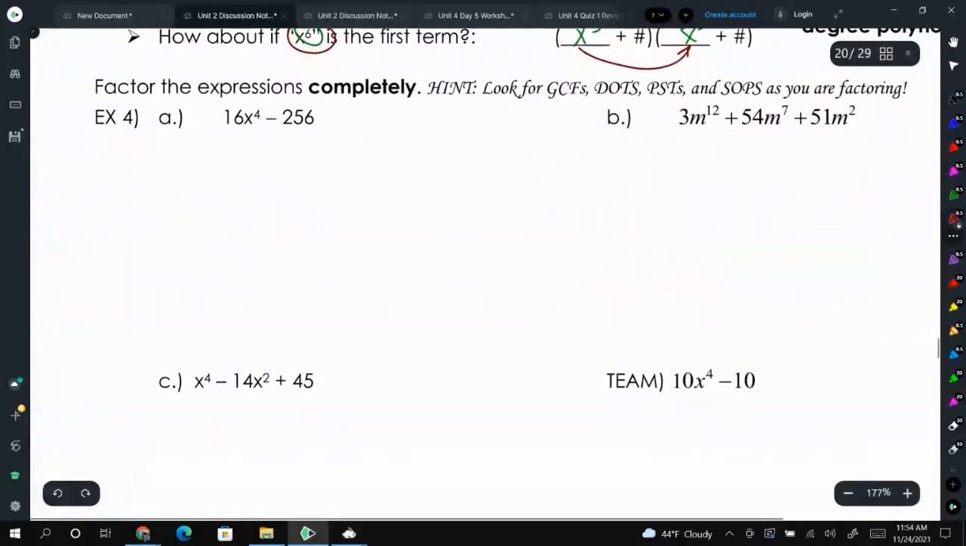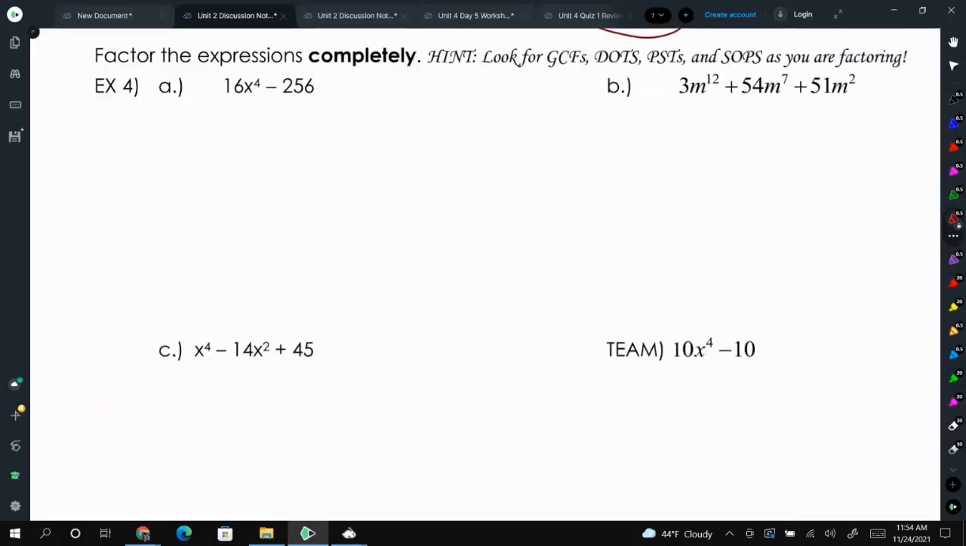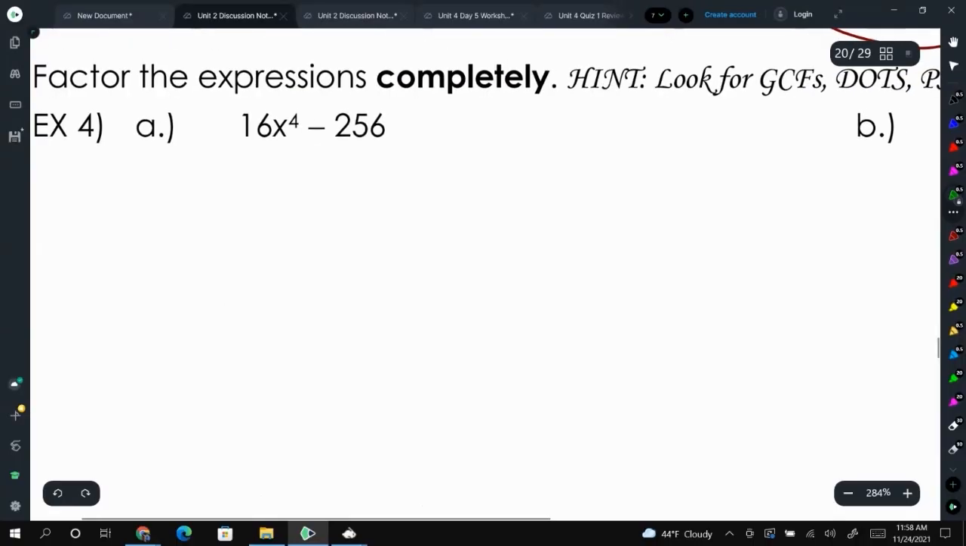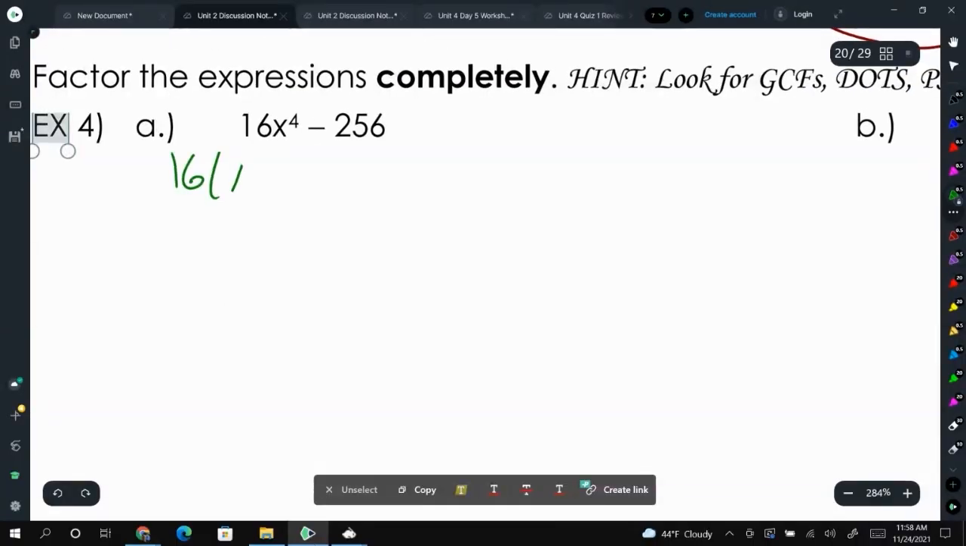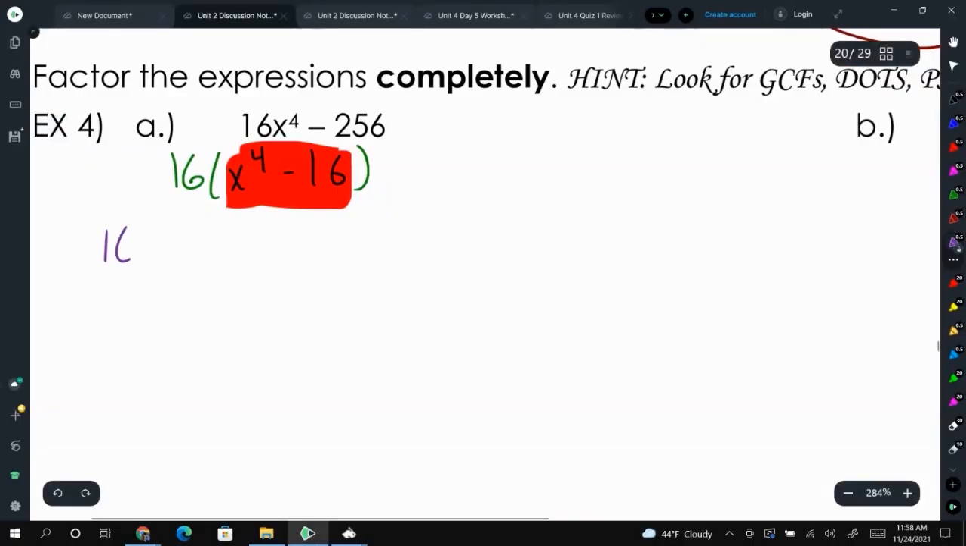So let's look at some examples. We'll do a couple of these together, and then I'll have you try some on your own. So like always, we want to look for a GCF. The GCF of example A here is 16. So I'm going to factor out a 16, and then I'm left with x to the 4th minus 16. This is actually a type of difference of squares because the square root of x to the 4th is x squared. So we can write this as x squared plus 4 times x squared minus 4.